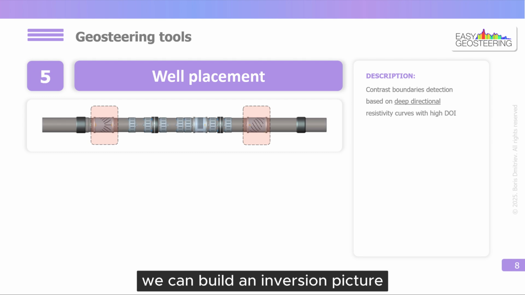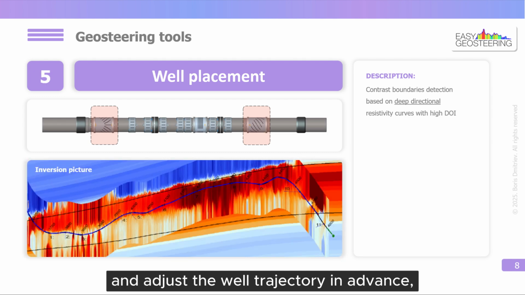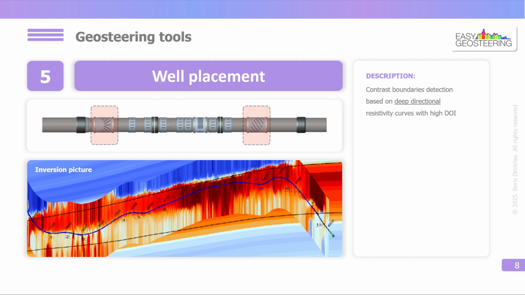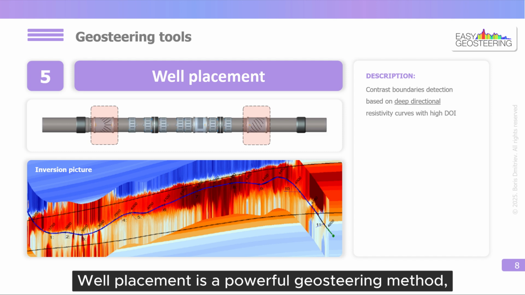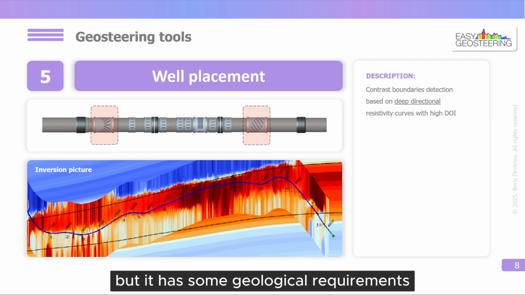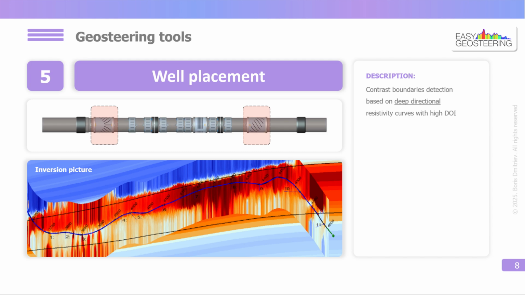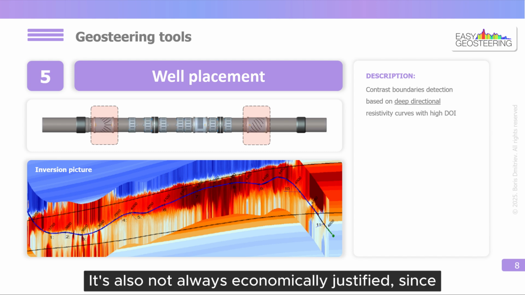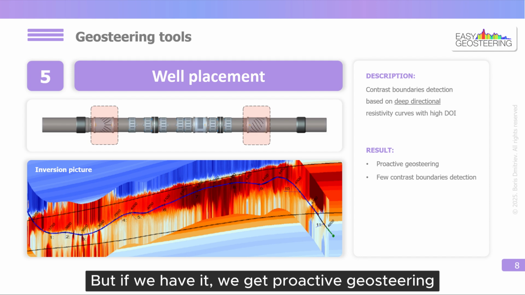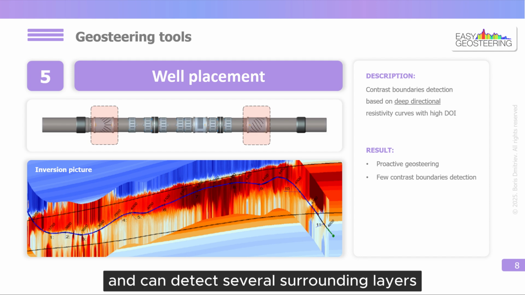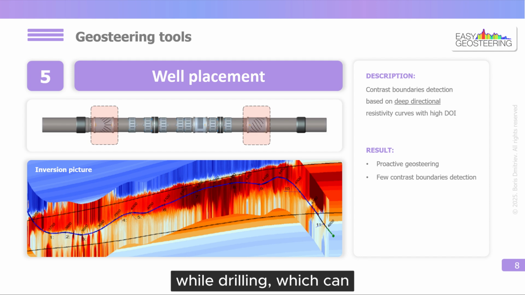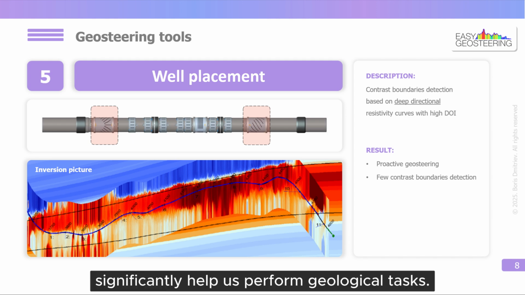Based on this data, we can build an inversion picture and adjust the well trajectory in advance without leaving the target layer. Well placement is a powerful geosteering method, but it has some geological requirements to work properly. It's also not always economically justified, since this service is the most expensive in the industry. But if we have it, we get proactive geosteering and can detect several surrounding layers while drilling, which can significantly help us perform geological tasks.